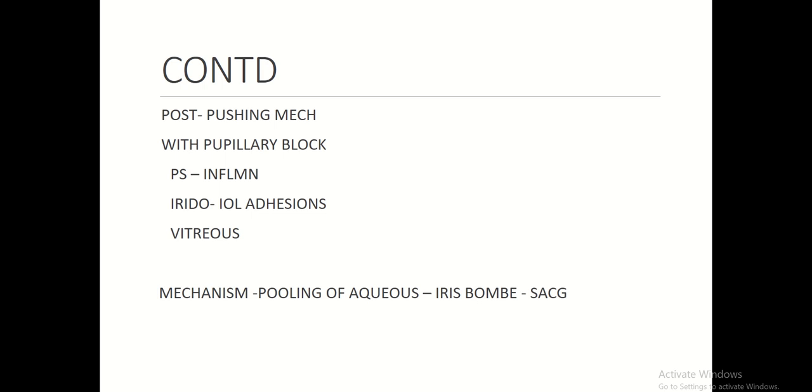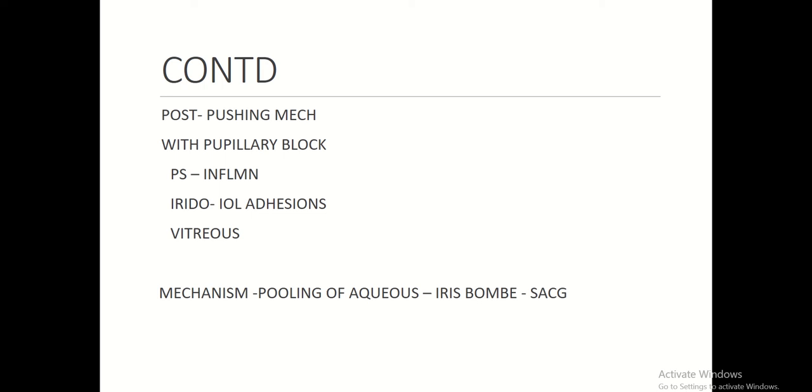So once this posterior synechia is there, which is nothing but adhesions between your lens and iris, and if it is there over 360 degrees, or if there is a pupillary membrane, the aqueous is not able to flow from the posterior chamber into the anterior chamber. This aqueous tends to accumulate behind the iris and pushes the iris forward. So that is a pushing mechanism.